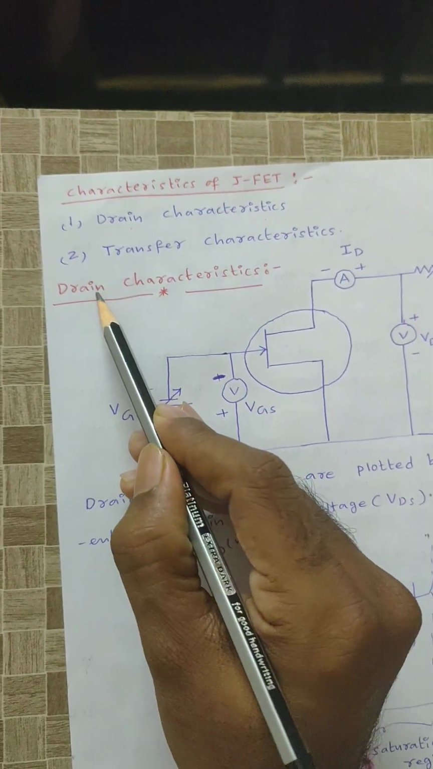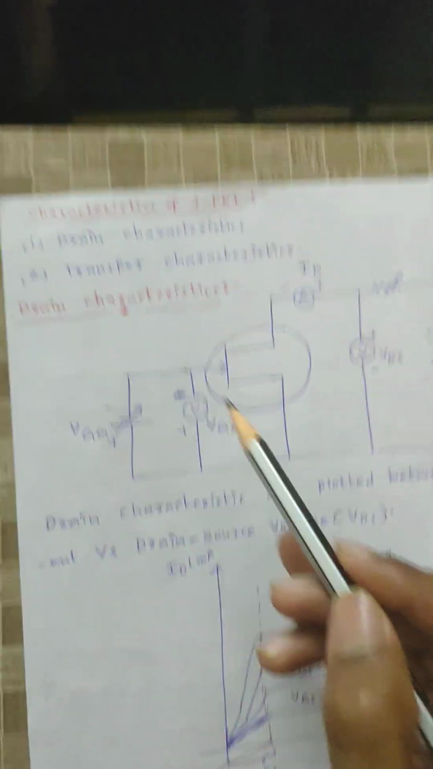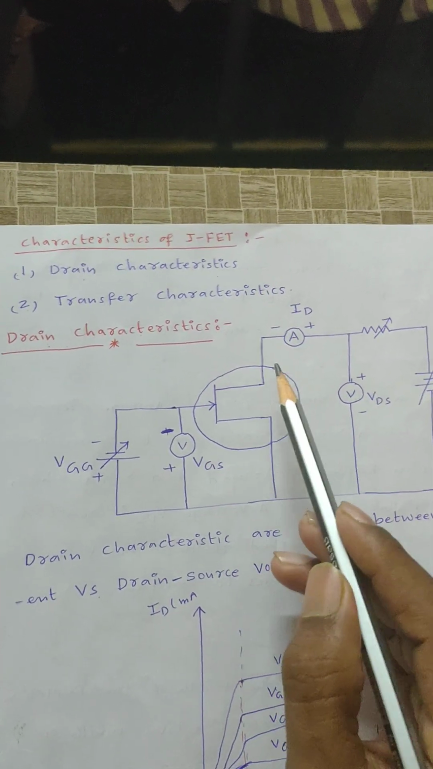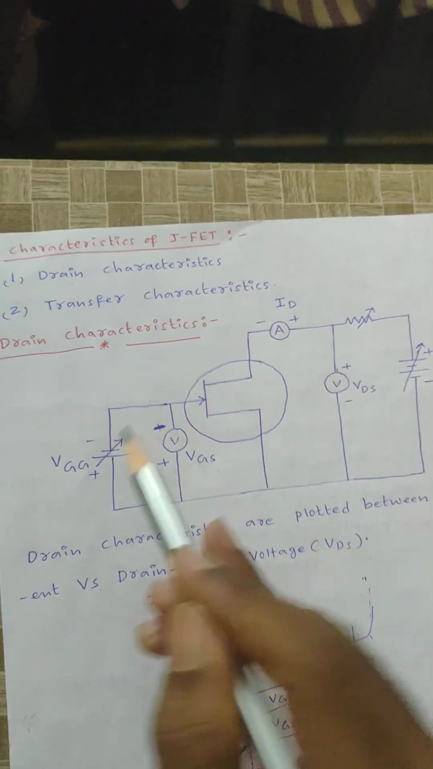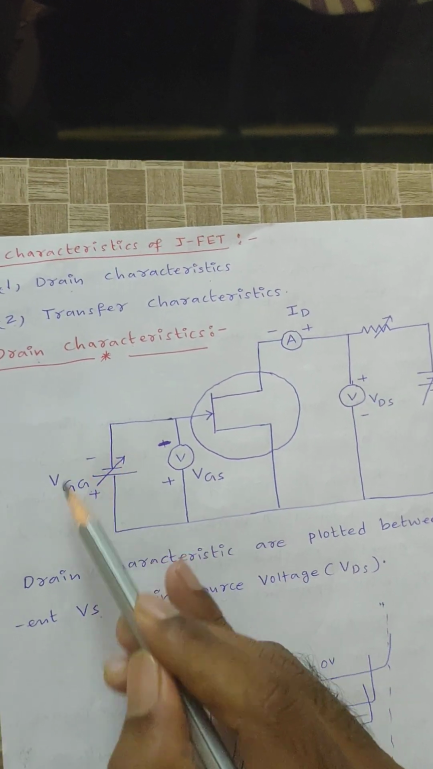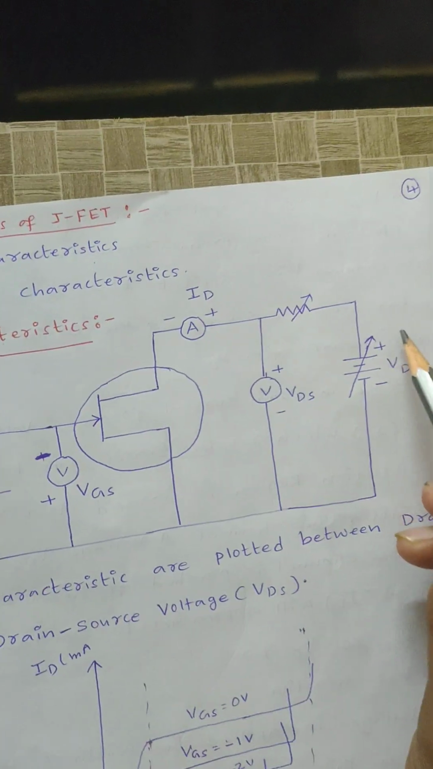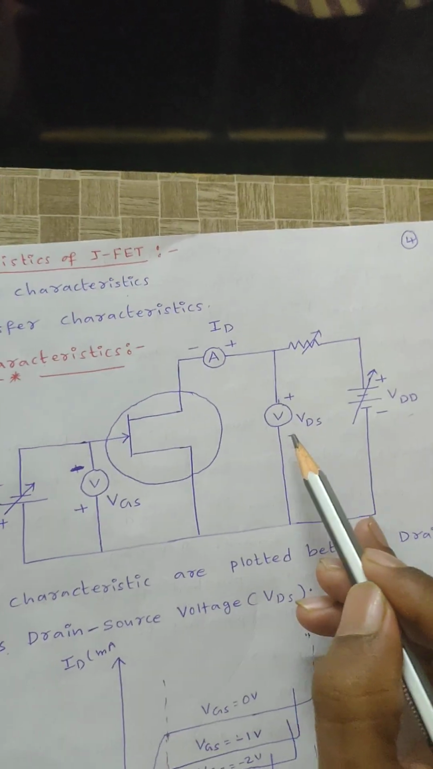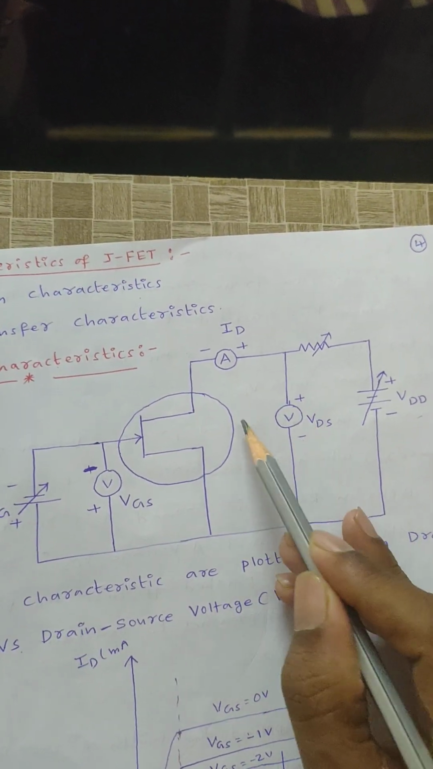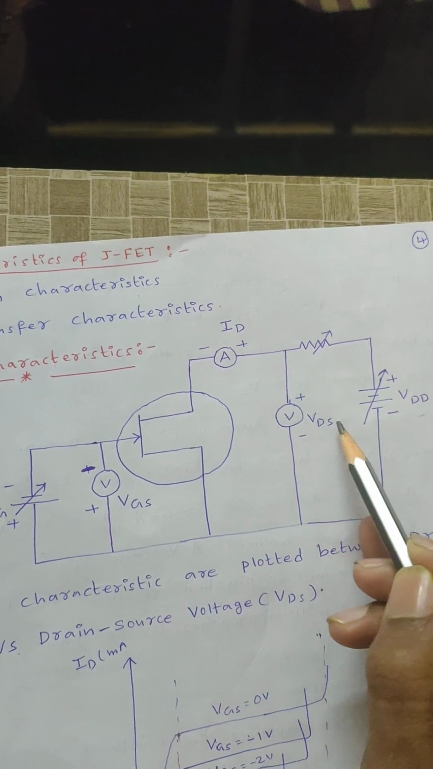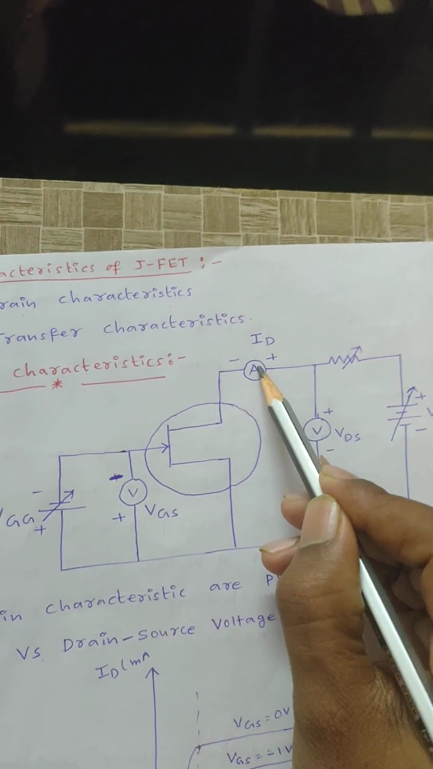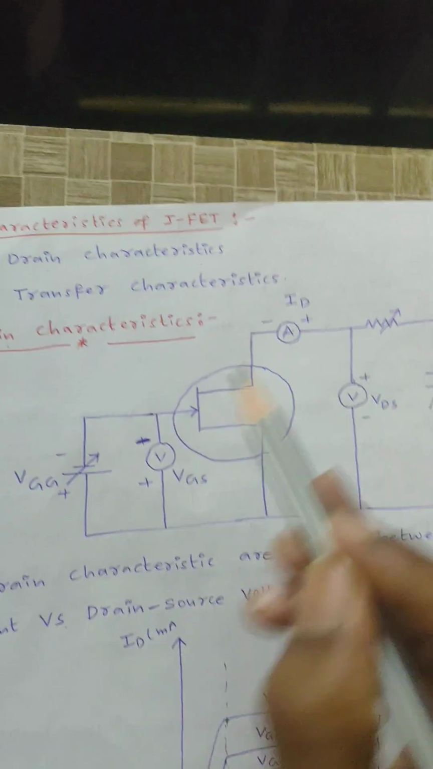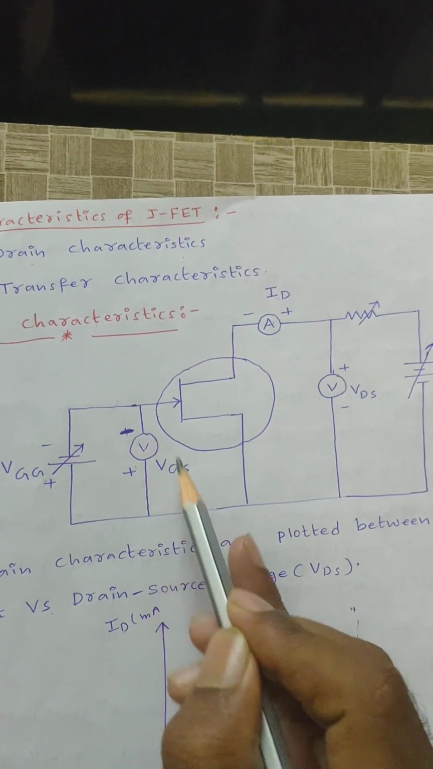To understand this, first I need to draw the circuit diagram. This is the symbol of an N channel JFET. Here VGG is the biasing voltage of the gate, and VDD is the biasing voltage of the drain. VDS indicates the drain to source voltage. This ammeter reads the drain current, and this voltmeter reads the VGS voltage.